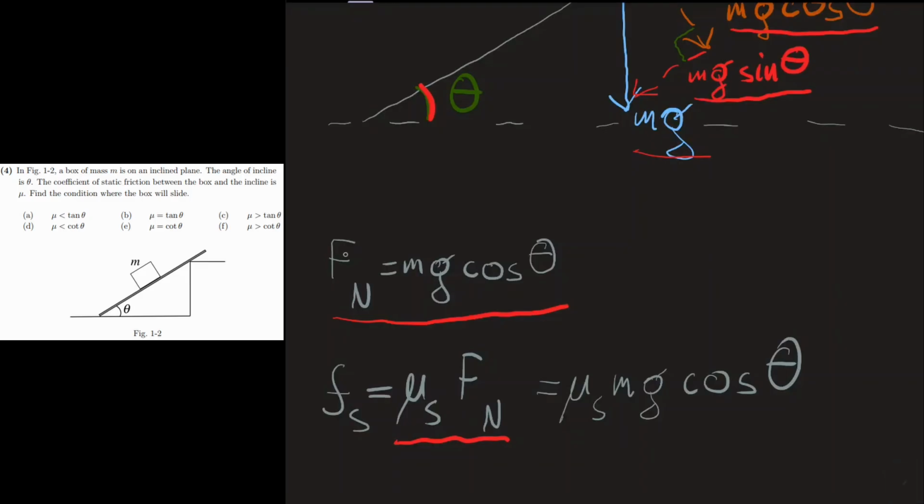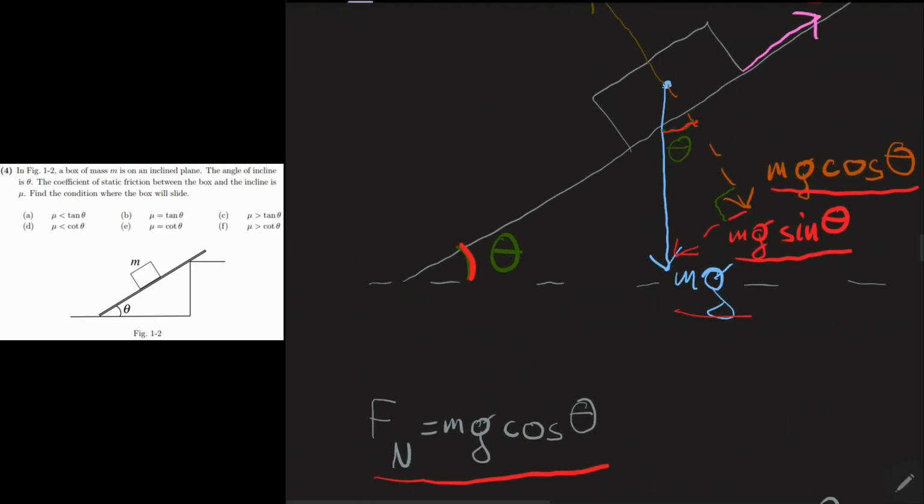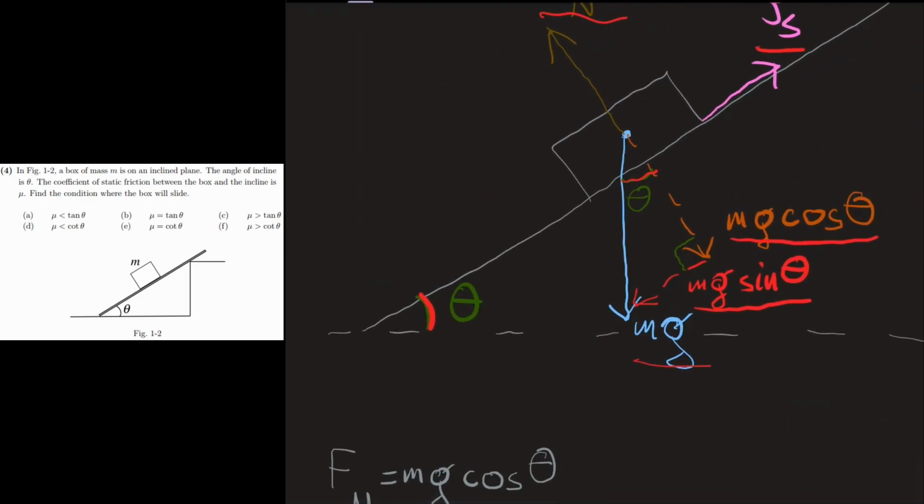So we can take that normal force and plug it into the equation for maximum static friction, I should be clear. And so we get that the maximum static friction force is equal to the coefficient of static friction times mg cosine theta. Now, the parallel component of gravity, mg sine theta, is trying to push our box down the incline, while the force of static friction resists that and keeps the box in place.